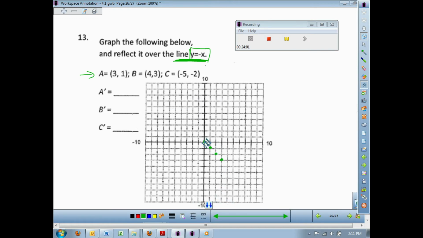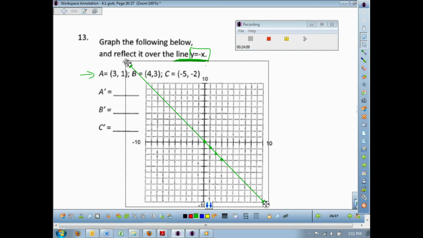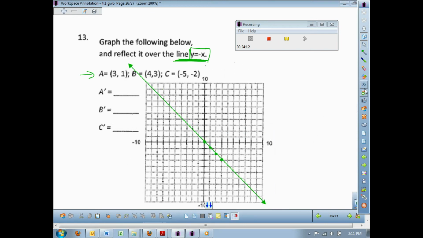So start there, and then get my grabber. Let's make that bad boy go through the grid also. So first thing we do, graph the line. Second thing you do, plot the points of the pre-image. The pre-image is this dude, A, B, C.